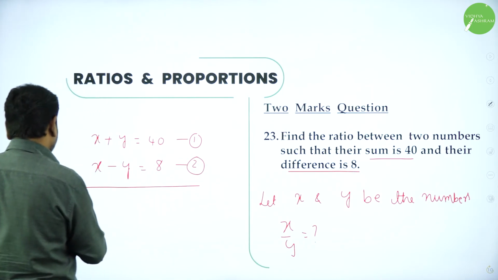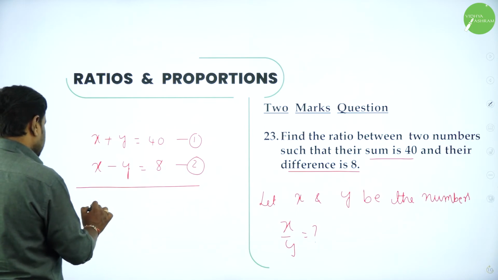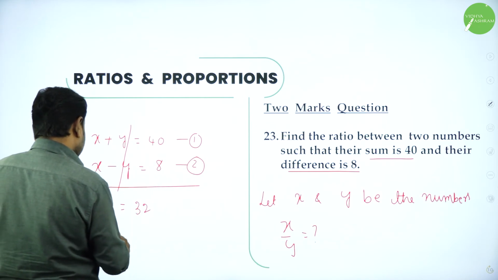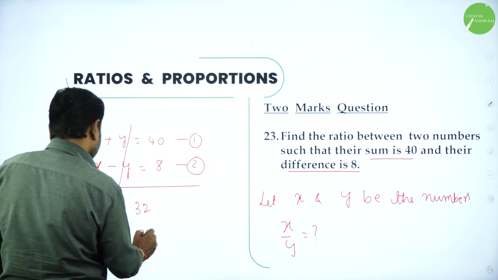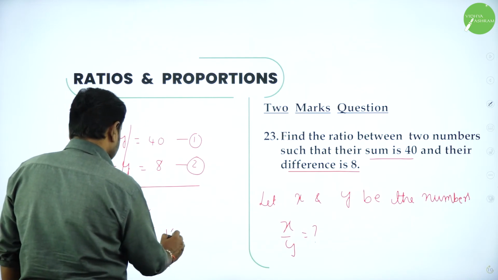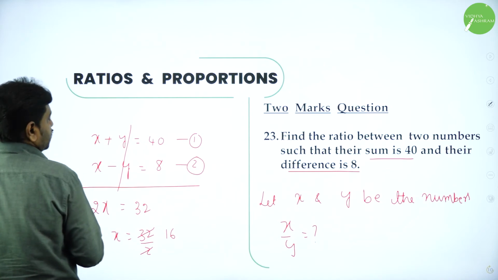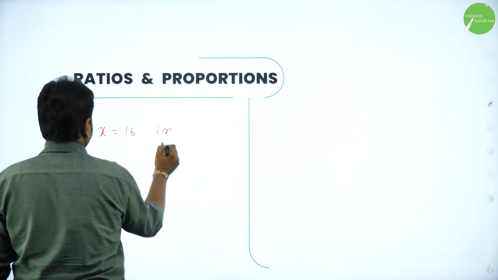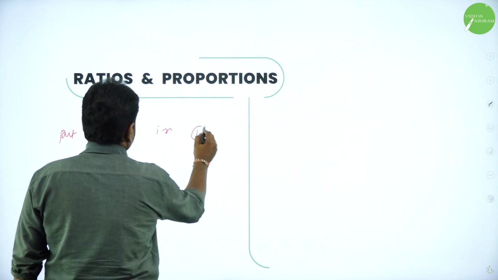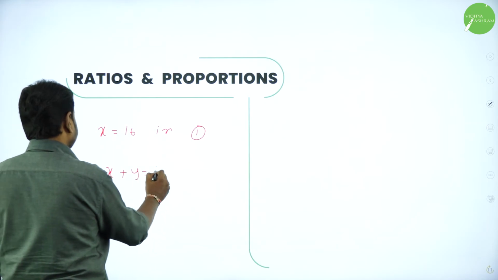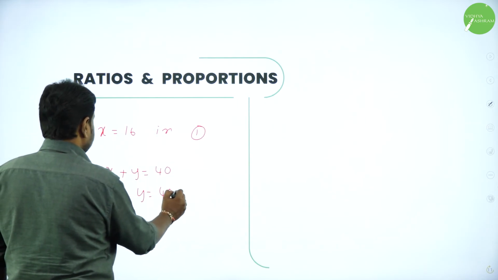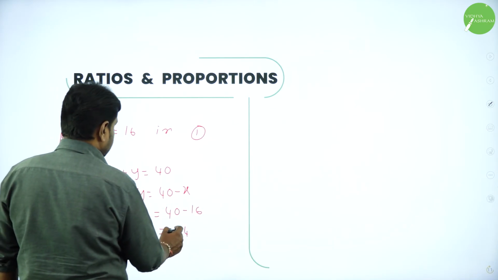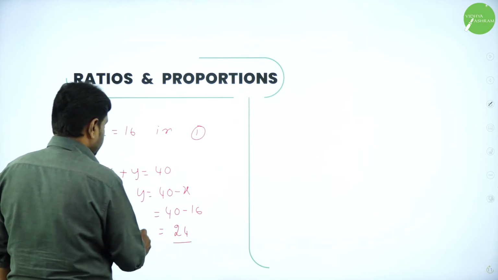So you can add. It is better to add. If I add, x plus x is 2x and y minus y cancels. 40 plus 8 is 48 and x is 48 by 2. So x is 24. Put it in any equation. So put x equal to 16 in equation 1. So x plus y equals 40. So y is equal to 40 minus x. y is equal to 40 minus 16. y is equal to 40 minus 10, 30, 30 minus 6 is 24. You got the numbers.